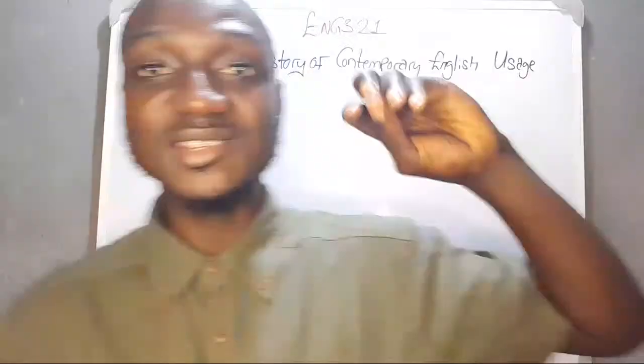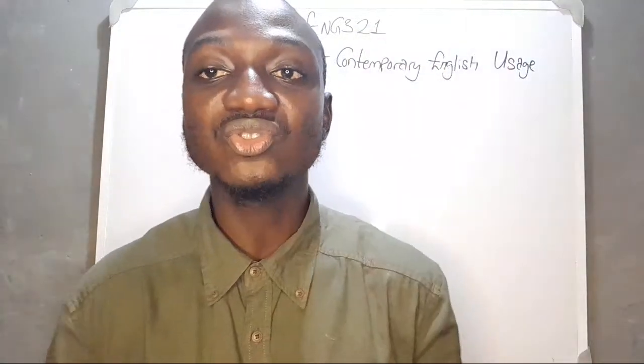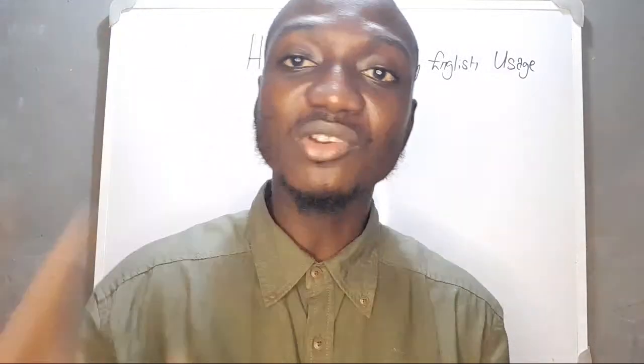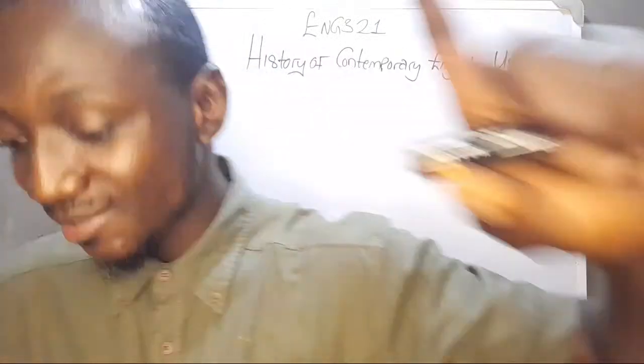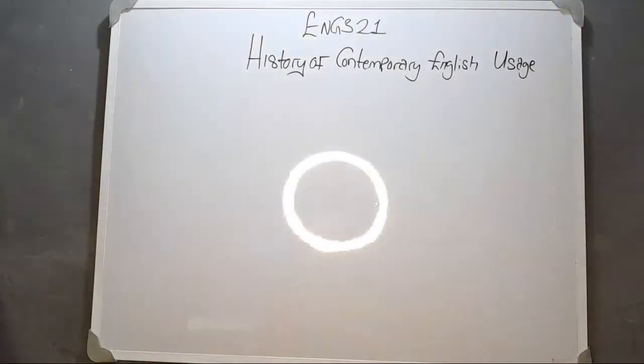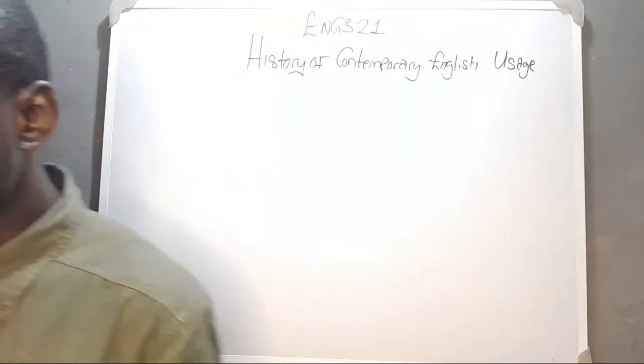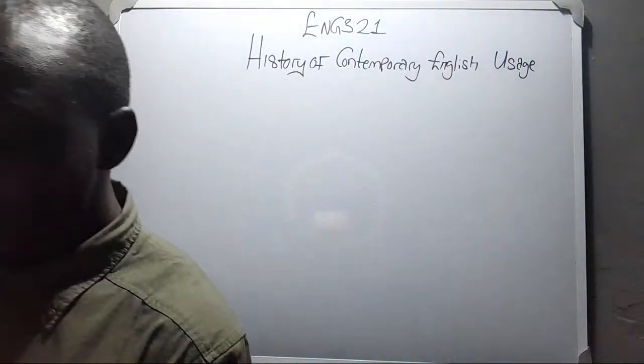But what I'm just trying to say is that when you are given the opportunity to make definitions of certain things, you are allowed to use your discretion. Meaning that you just need to have a keyword that you can develop, and with that you are good. So that's just an aside I've given us. Now let's talk about the history of contemporary English.